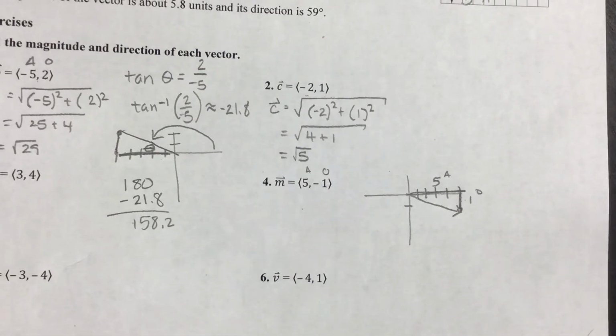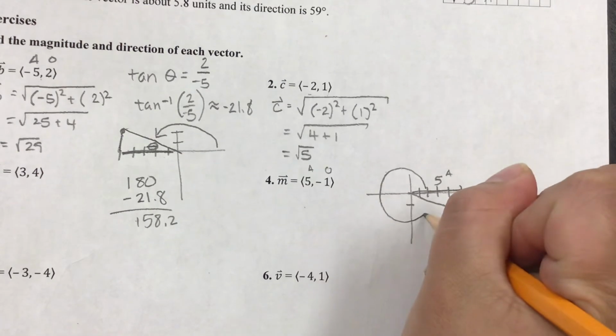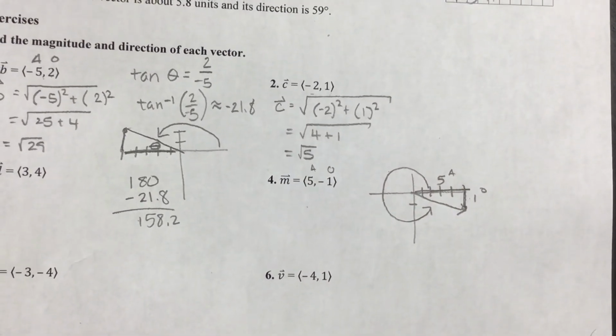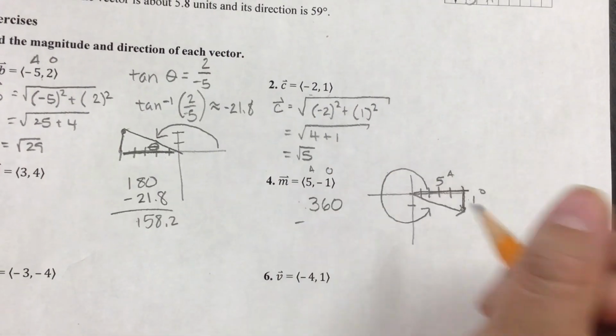We still got tangent, but take a look at this. We start from the 0, 0 and go this way. So for this one, whatever answer you're going to get, you're going to subtract it from 360 degrees, which is a full circle.